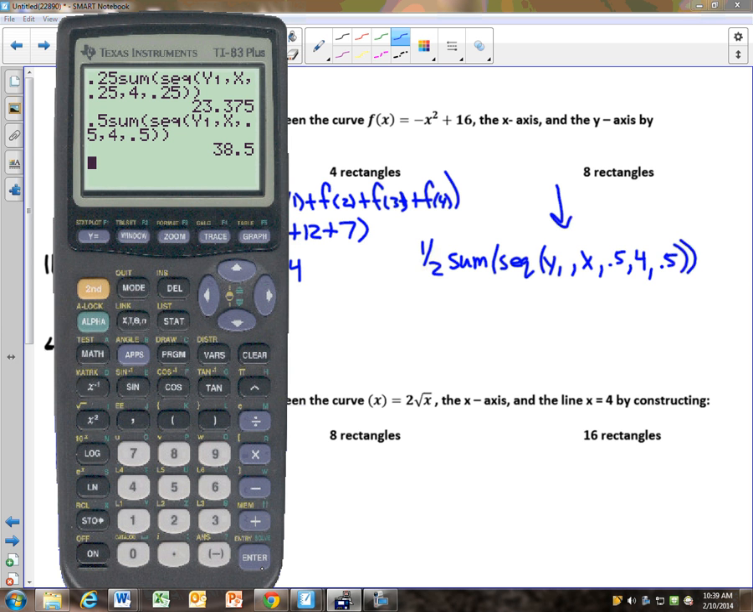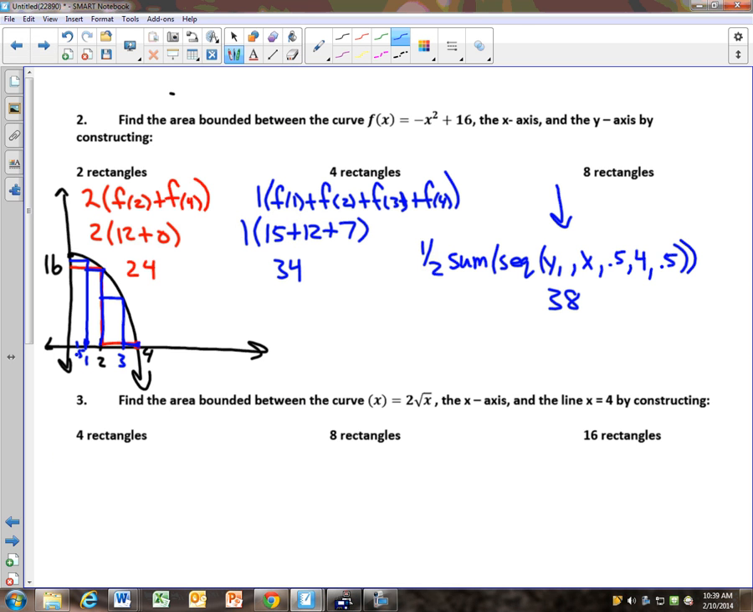Does it make sense that it should be going up? Because it's an underestimation, so we should be getting closer and closer and closer. Yeah. Sure. Yep. Exactly.